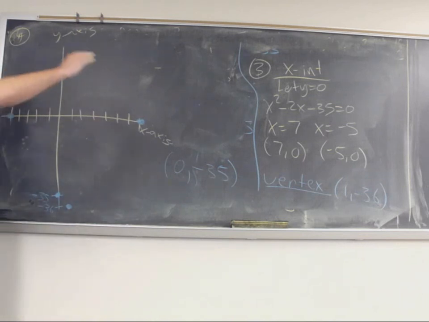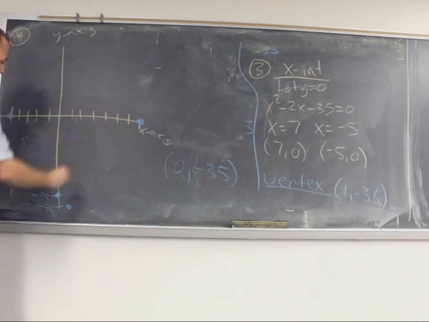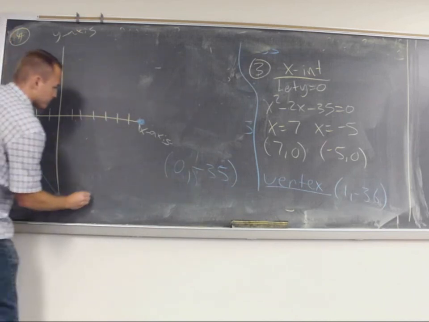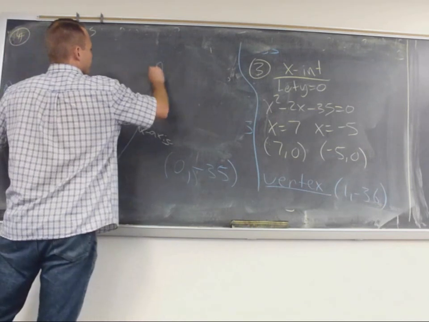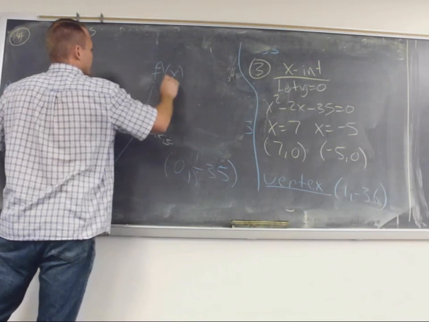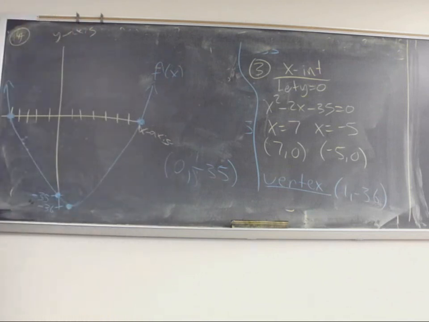Now it's just connecting it to make it look like that upside down U. And this is our f of x function.